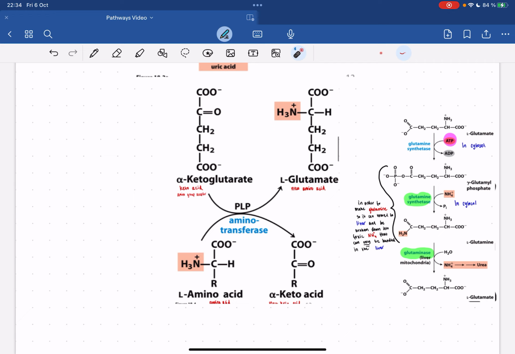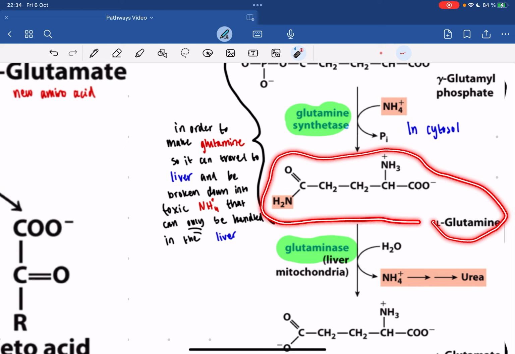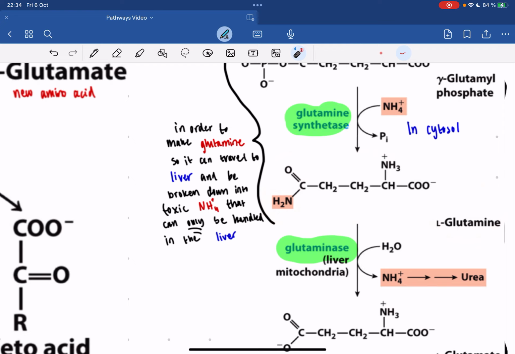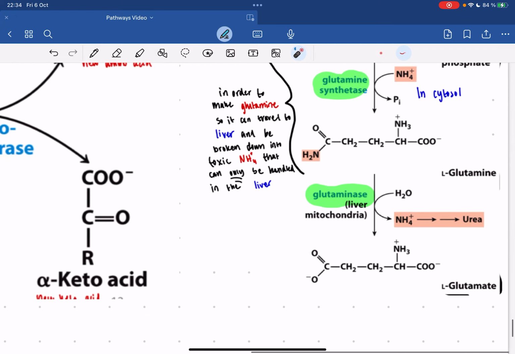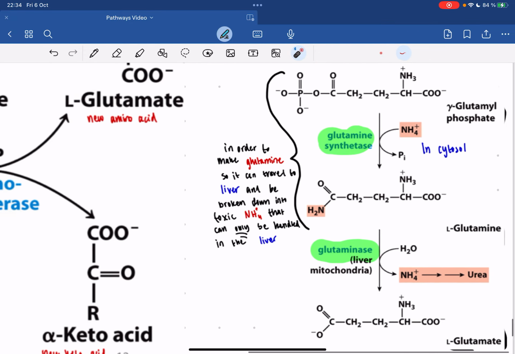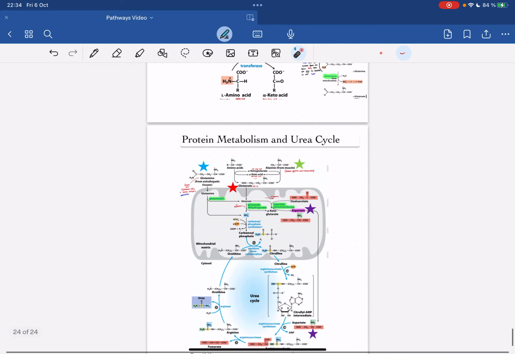So the glutamine is a very special molecule. This can pretty much be transported anywhere in the body, and usually it's transported back into the liver so that we can get rid of this amine group by the urea cycle. And in order to do this, you need it to react to more glutamate, and the glutamate will be able to release this ammonia into the urea.